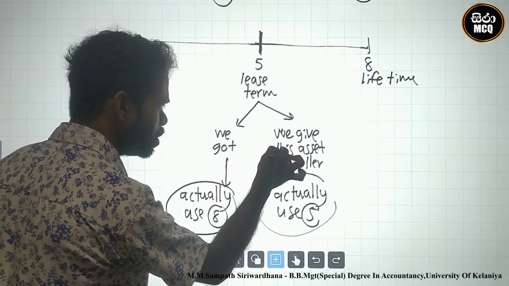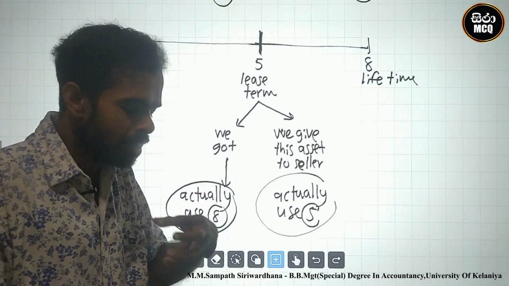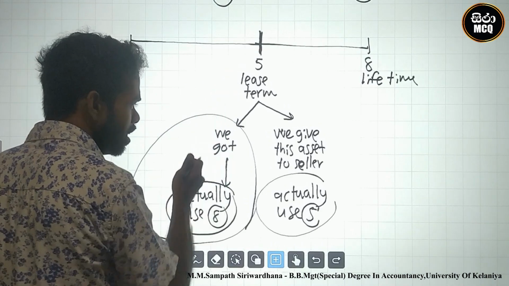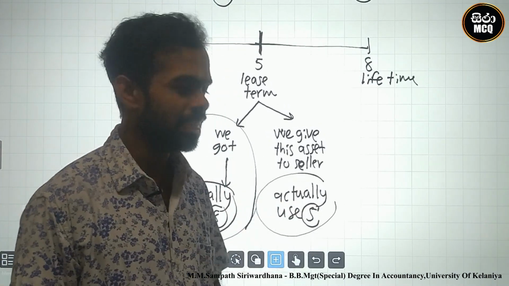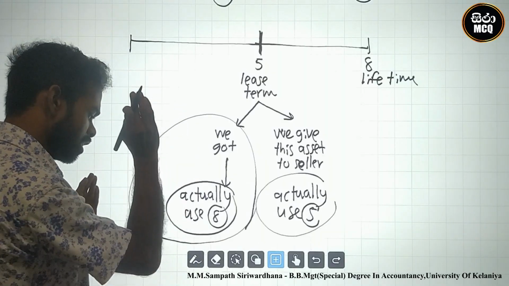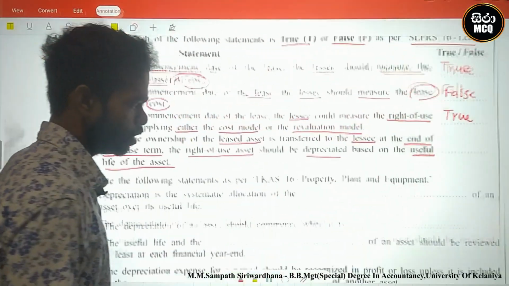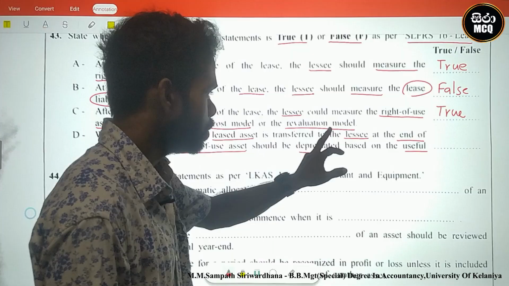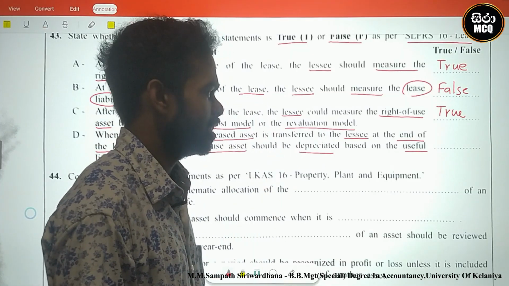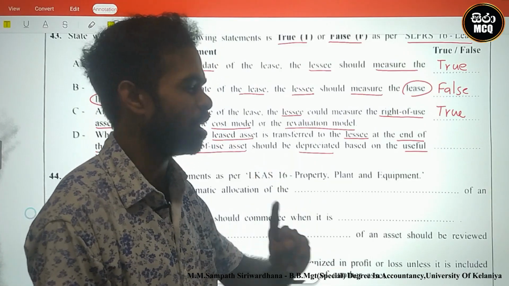Transfer the asset to the lessee, to us. What is the option? This option, no, this option. Transfer to the asset to the lessee. Lessee means our company. We got it. Transfer to us, not transfer to the seller. Therefore we actually use 8 years. Can you identify? Transfer to the lessee means our company, the purchasing person. Therefore transfer means we got this asset for 8 years after 5 years.